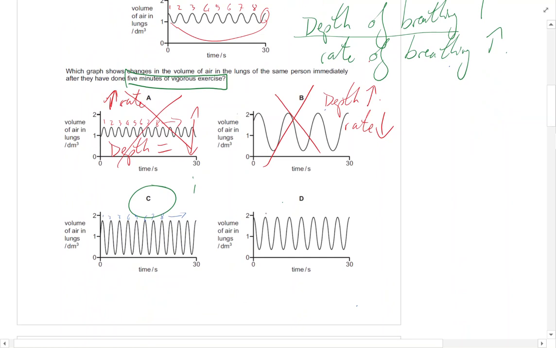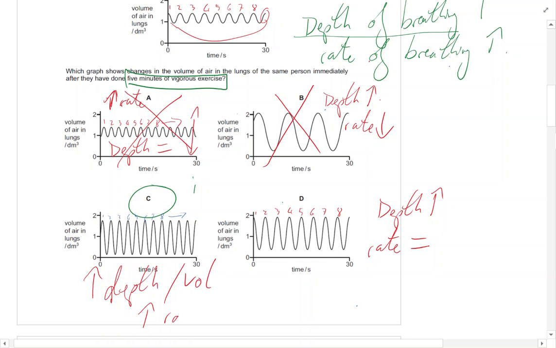And D, we've got 1, 2, 3, 4, 5, 6, 7, 8. So this was a common mistake. The depth has increased, but the rate has stayed the same because we've still got 8 peaks. Whereas C, we've got an increase in the depth or the volume and an increase in the rate. So the answer would be C.